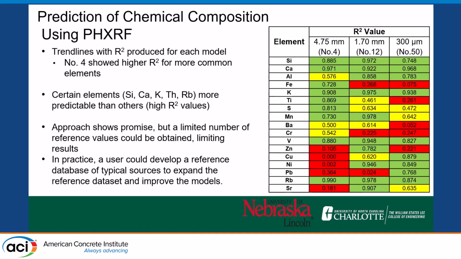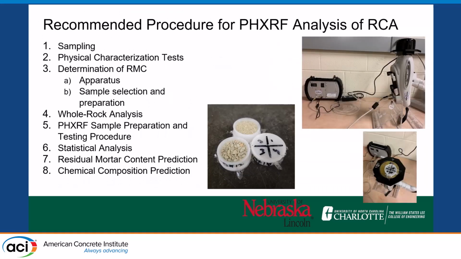our takeaway from this is that if you were to do this in practice, you probably want to build yourself a reference set that matches your local sources and pick some samples that represent what you're seeing in terms of your RCA coming in, get those reference values, and we'd probably see the predictability go up if you had a broader set of reference values.